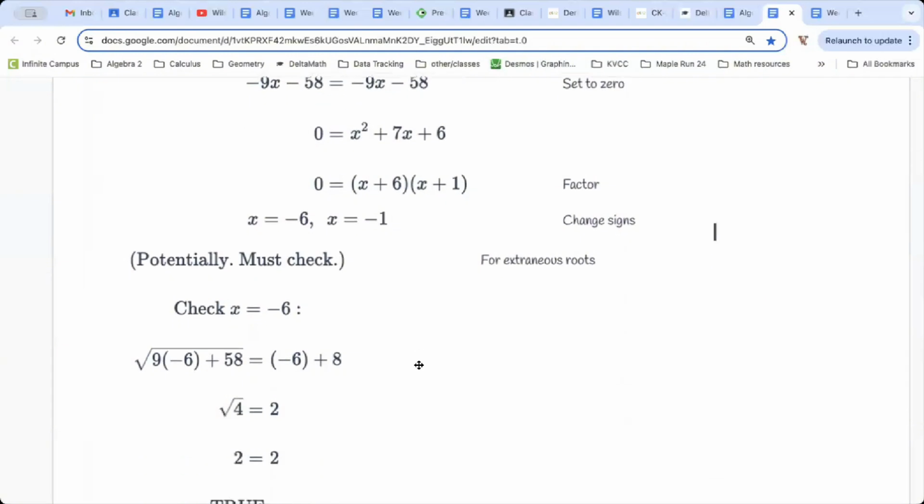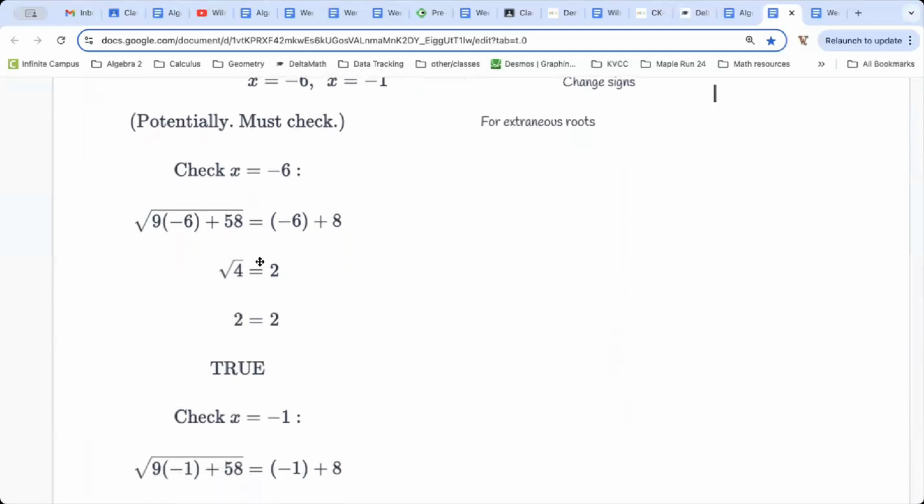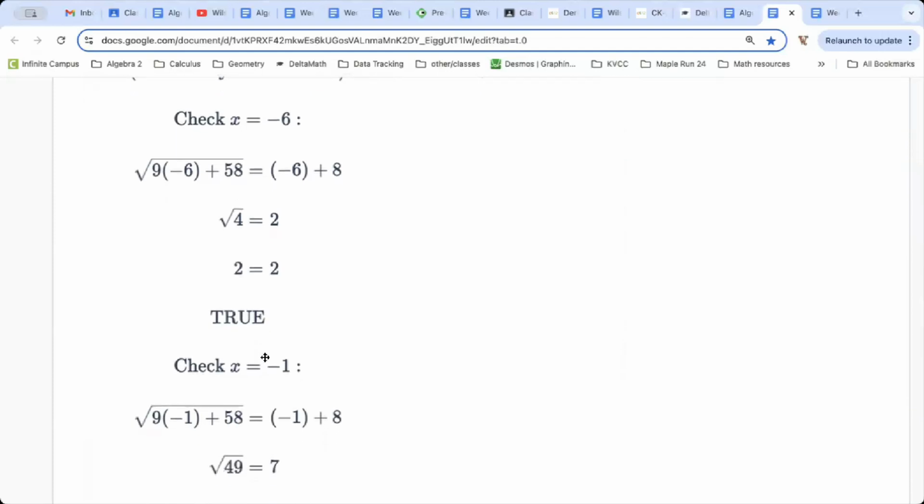Again, just like the last example, first plug in x equal to negative 6 into your original equation. And 6 times 9 is negative 54. Negative 54, so it's positive 4. Negative 6 plus 8 is 2. The square root of 4 is 2. So 2 is equal to 2. That will always be true. So x equal to negative 6 works. We have checked it. It's a good solution.